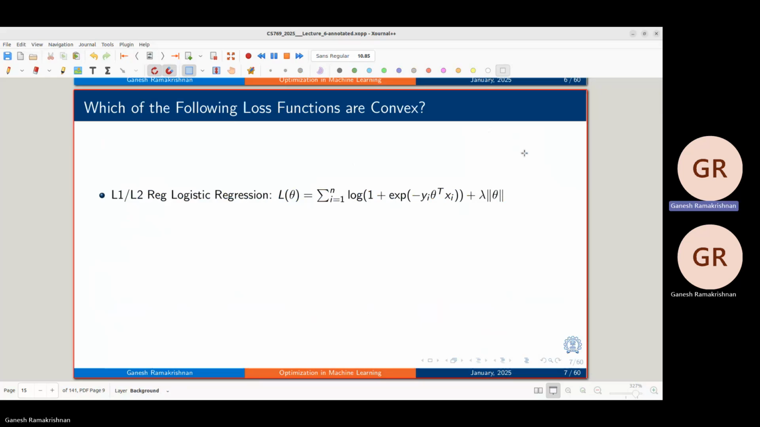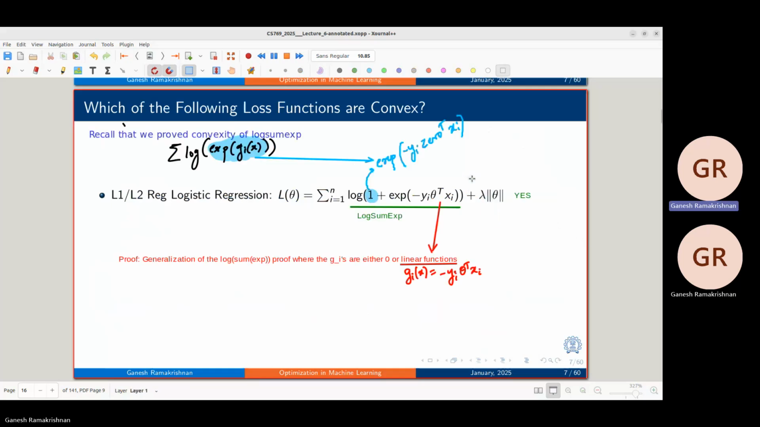We have a function with lots of exponentials, and we have seen that we add plus lambda, and then the whole function becomes strongly convex. Correct. So log sum exp, we have seen that it is convex, and just the addition of a strongly convex component will make the whole function strongly convex, right? If you add just the L1 norm, it will not be strongly convex.